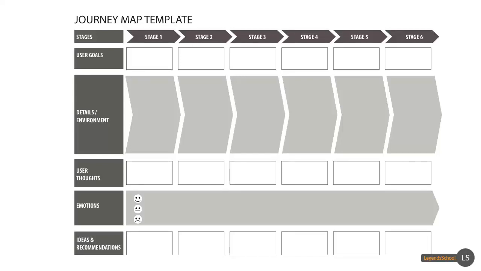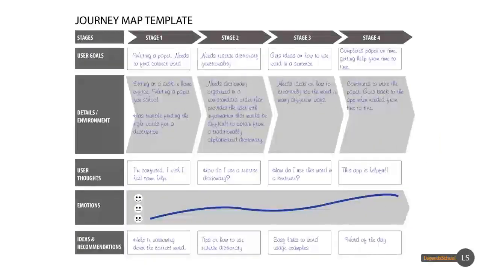Now bear in mind that you want to make this as realistic as possible based on the user research that I taught you in earlier courses. So here's an example of filling out the journey map. In this example, it would be for an app that is for creating a dictionary app for, say, the iPhone.